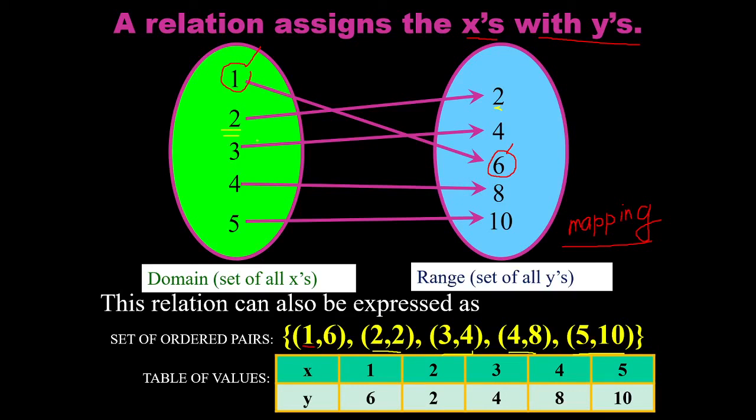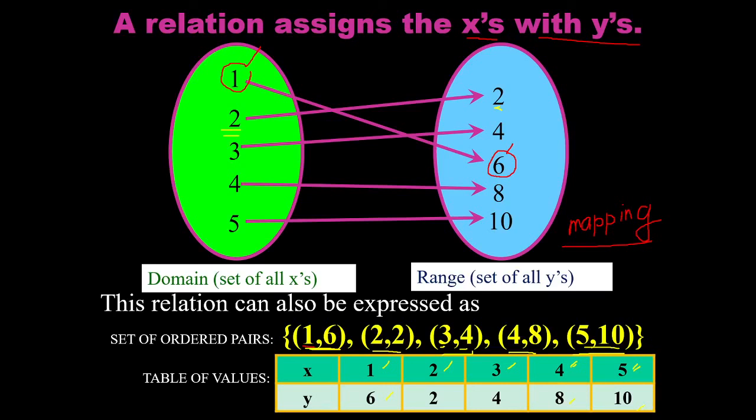Take note, the x values are 1, 2, 3, 4, 5. So, I'll be writing here 1, 2, 3, 4, 5. Then for the y values, you'll be writing what corresponds to the number 1. It's the number 6. So, for 1, I'll be writing 6 below. For 2, I'm gonna be writing 2 below. For 3, I'll be writing 4 for the value of y. For 4, 8: 4 is the x, 8 is the y. For 5, 10, you have here 5 and 10.